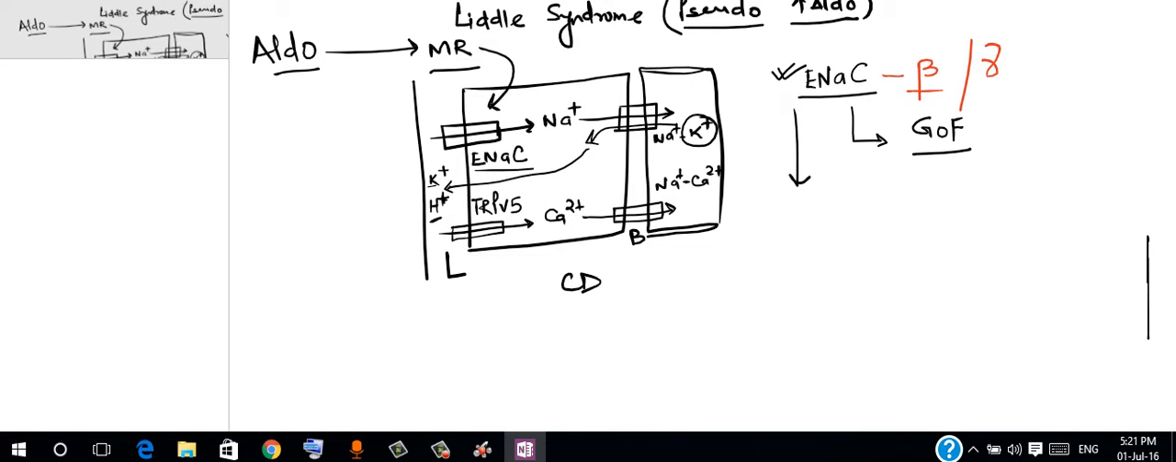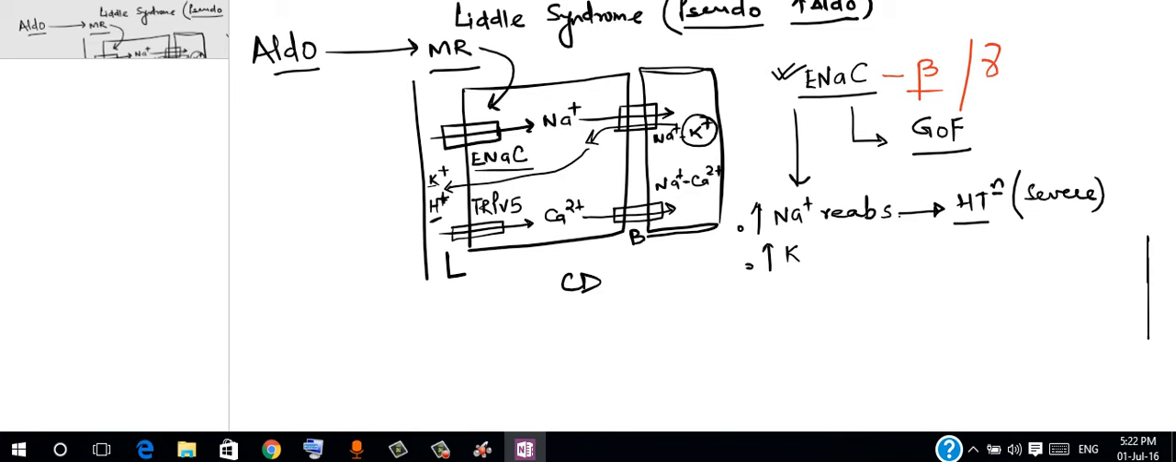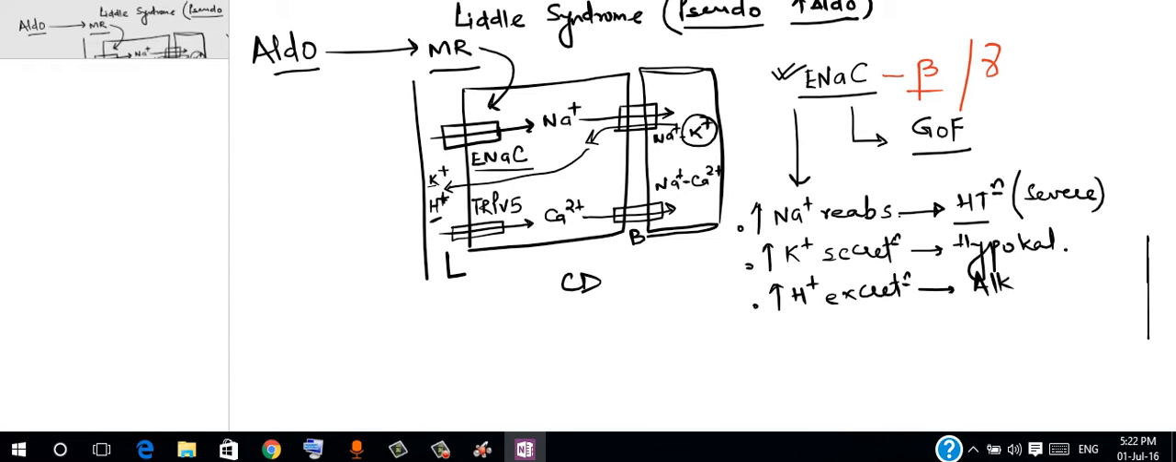Now, how does this manifest? As we can easily see, the first thing it's going to do is increase the sodium reabsorption, right? Once the sodium reabsorption increases, this brings in hypertension. So these patients usually have severe hypertension due to a volume overload. Second thing is, this also increases potassium secretion. So these patients will be hypokalemic. Third thing is, this also increases the excretion of protons. So this will land up in alkalosis.